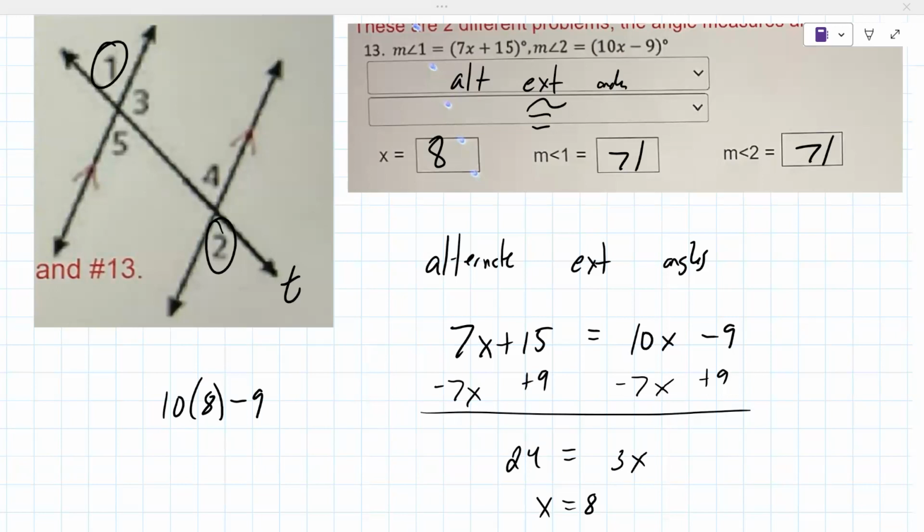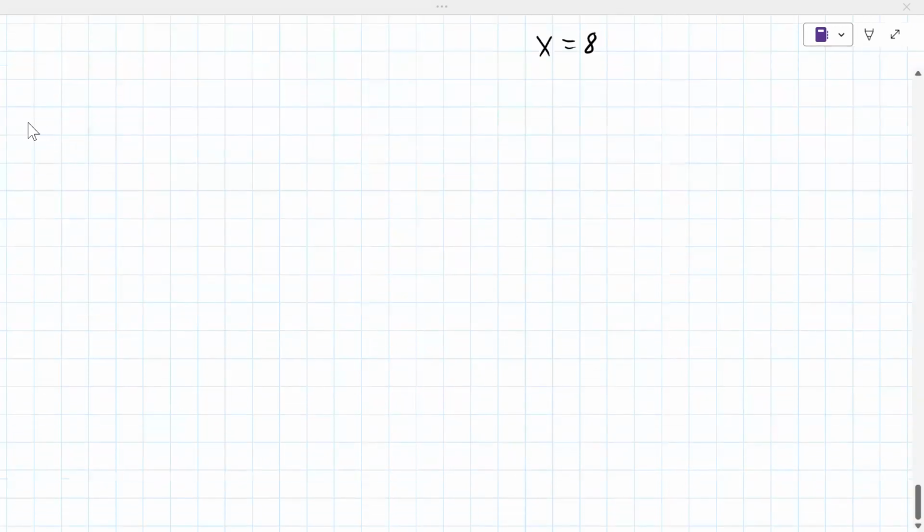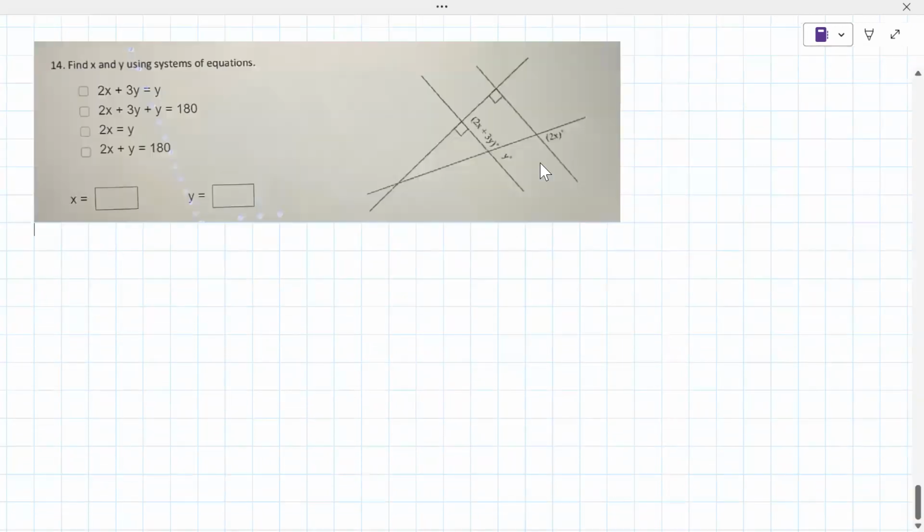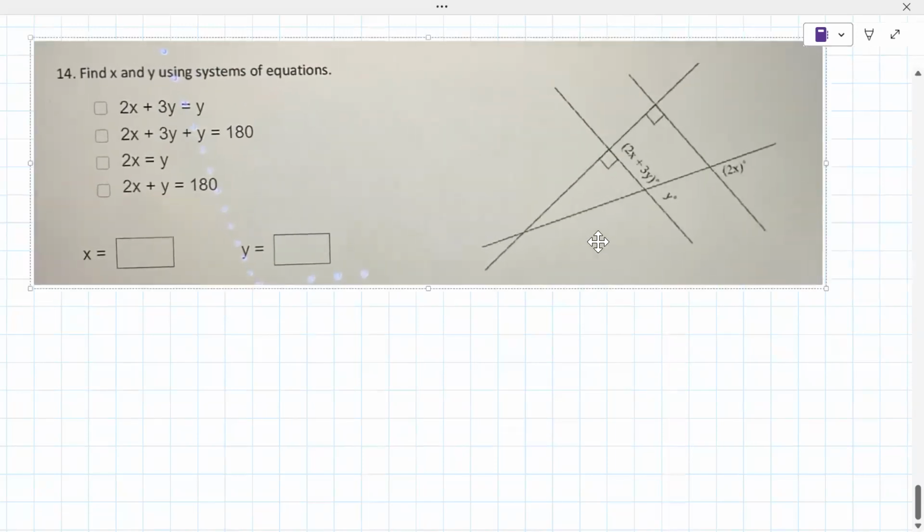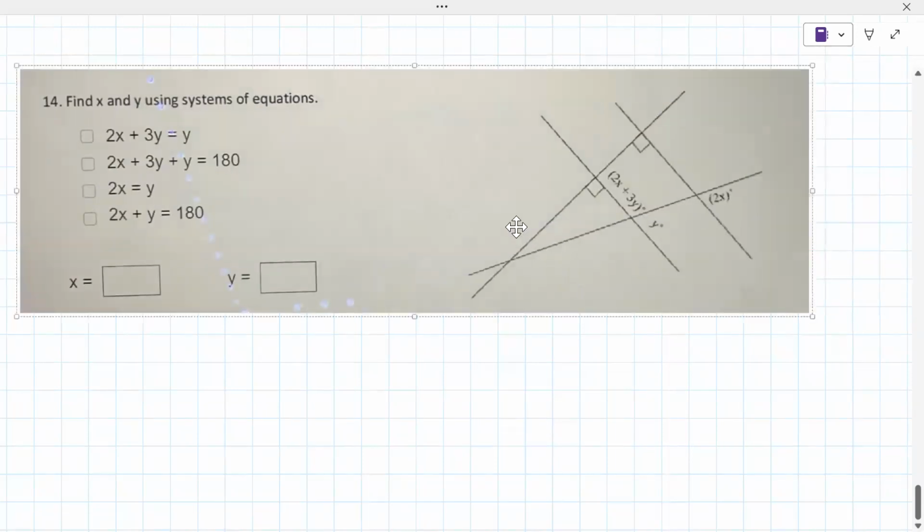All right, so 14. The next after this one, they go pretty quickly. They're just drop downs. So I think we'll be able to finish everything. So it says define X and Y using systems of equations, and that's fine.